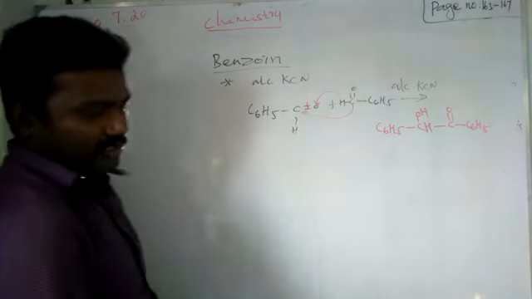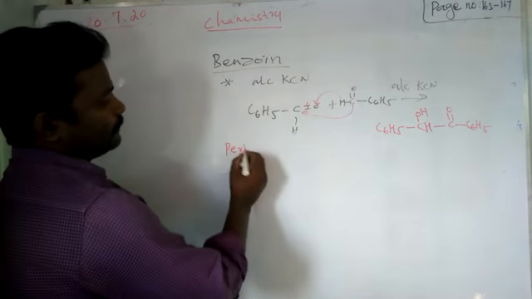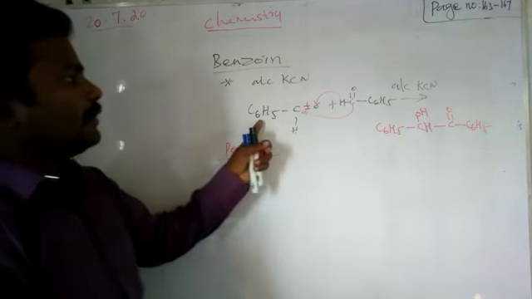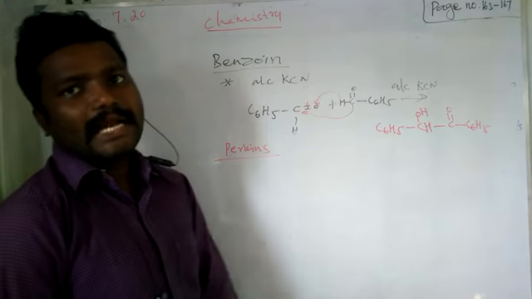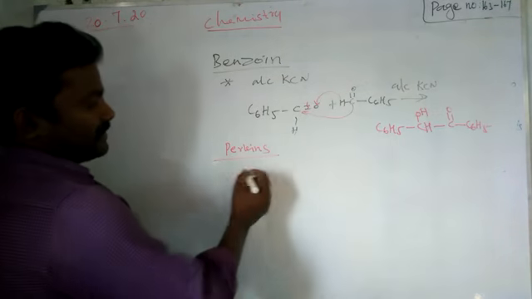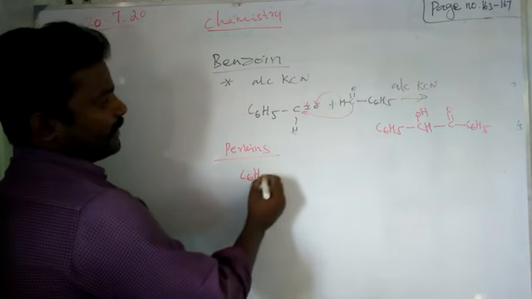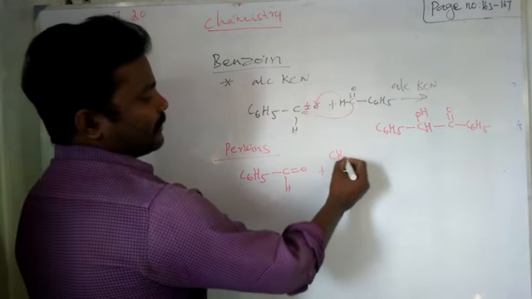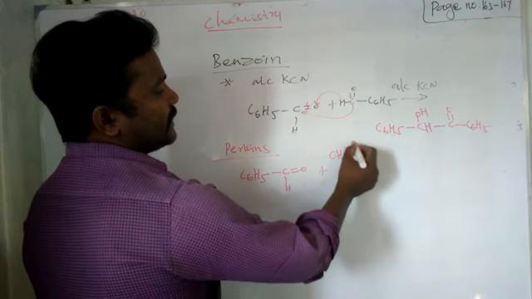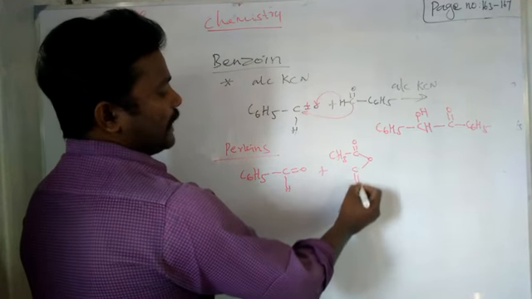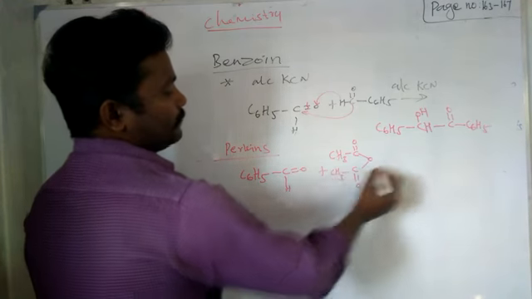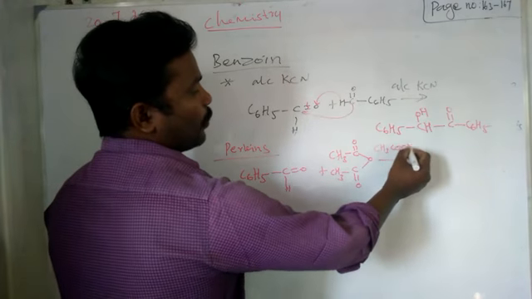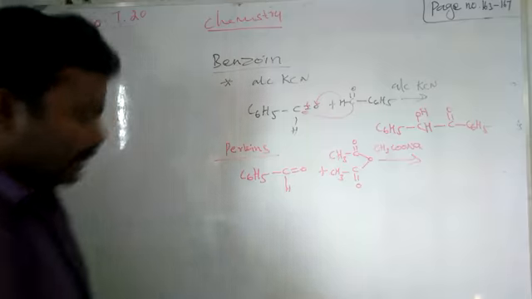Another important reaction is the Perkin reaction. In the Perkin reaction we are going to take benzaldehyde with acetic anhydride in the presence of sodium acetate. One by one we will write benzaldehyde C double bond OH with acetic anhydride. What is the molecular formula for acetic anhydride? CH3 C double bond O O C double bond O CH3 in the presence of sodium acetate, CH3COO.